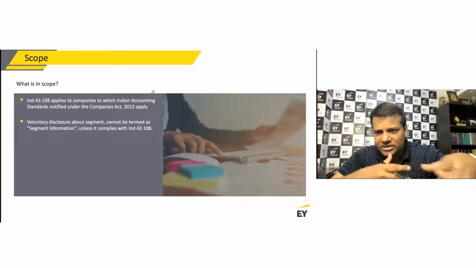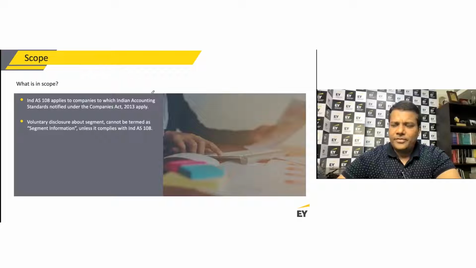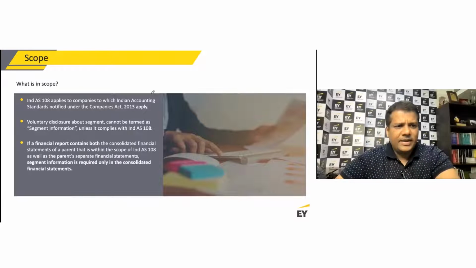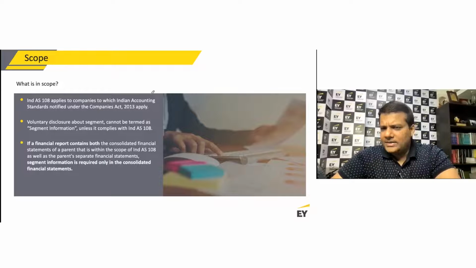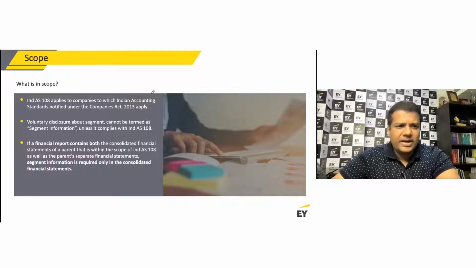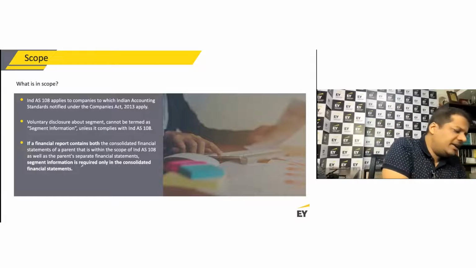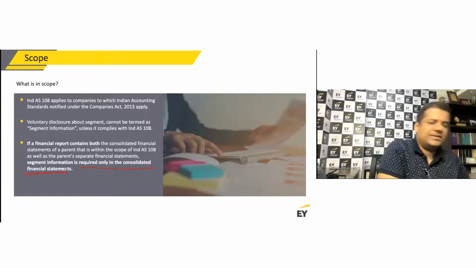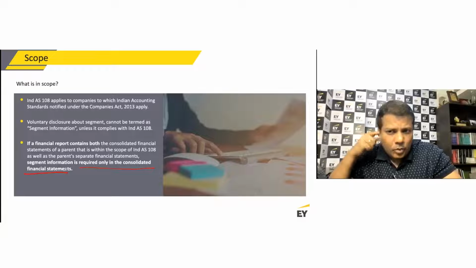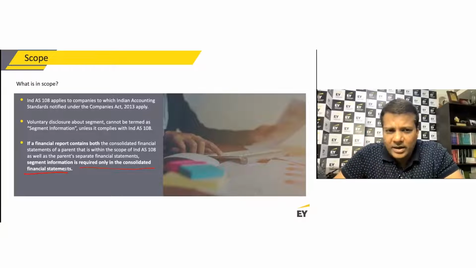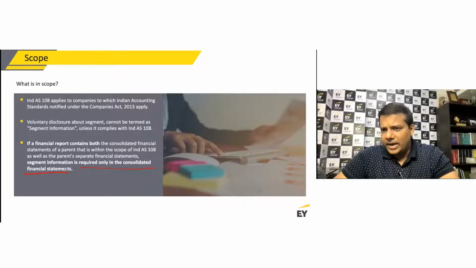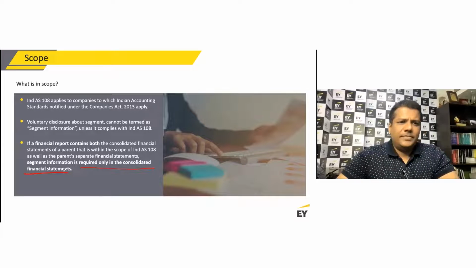In a way, this is how you evaluate performance from that perspective. And as I said, this is a mandatory disclosure. If a financial report contains both the consolidated financial statement of a parent that is within the scope of IND AS 108, as well as the parent separate financial statement, segment information is required only in the consolidated financial statement. So if you're preparing both, and it is part of the same annual report, then the segment report is only required in the consolidated financial statement.